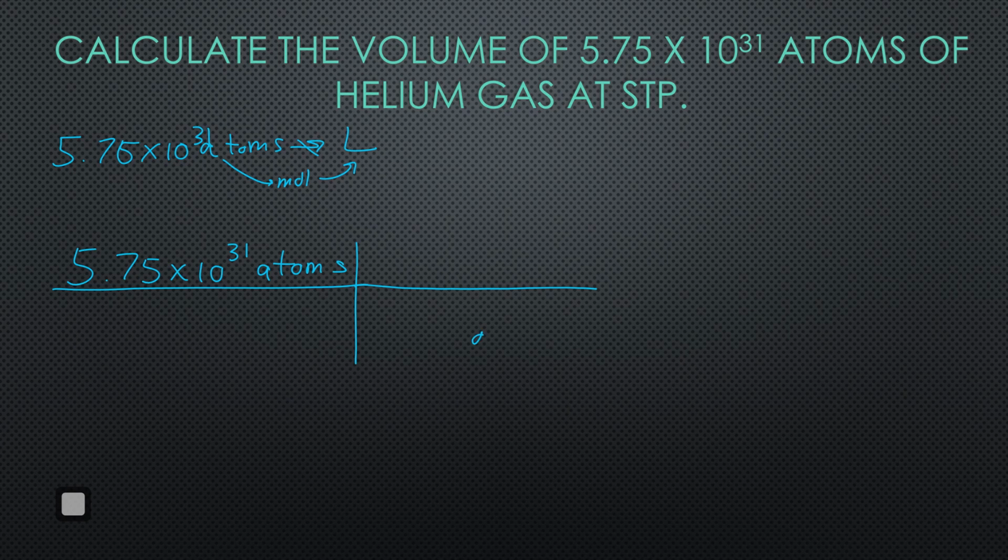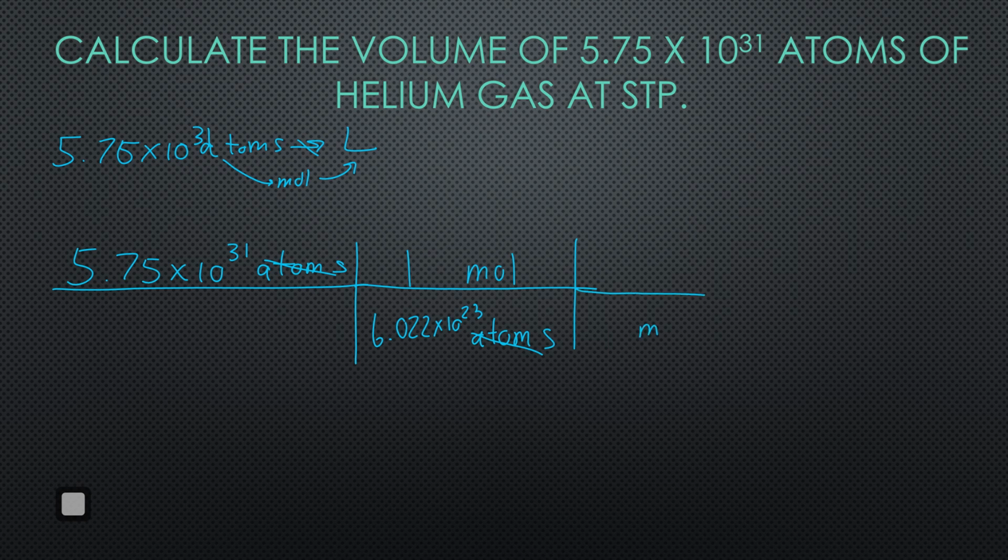I'm coming from atoms, so it goes on the bottom, going to moles. 1 mole, 6.022 times 10 to the 23rd. Again, that's right off your chart. We know these things are equivalent. 1 mole is 6.022. That cancels out my atoms. If my problem was saying solve for moles, I'd be done, and I would just divide, but I'm not.